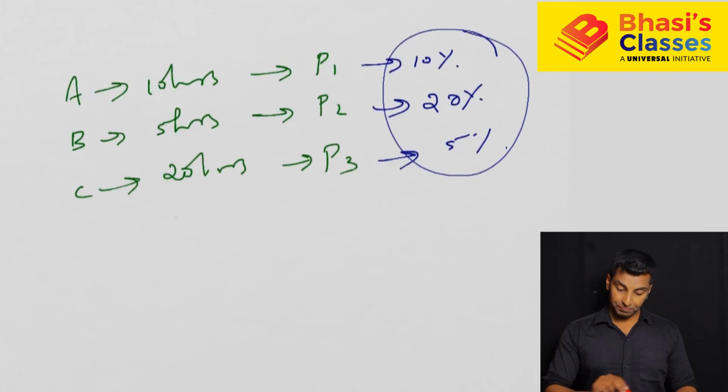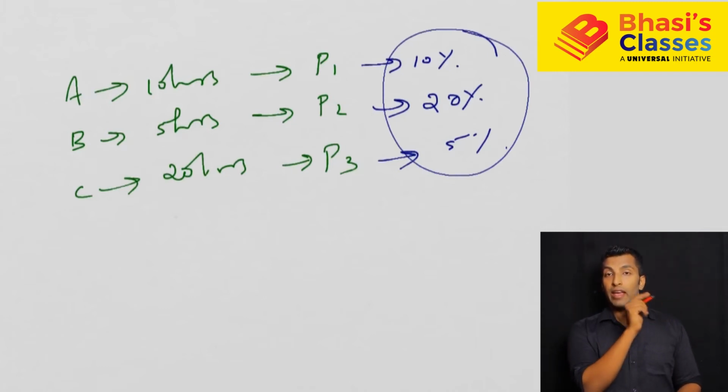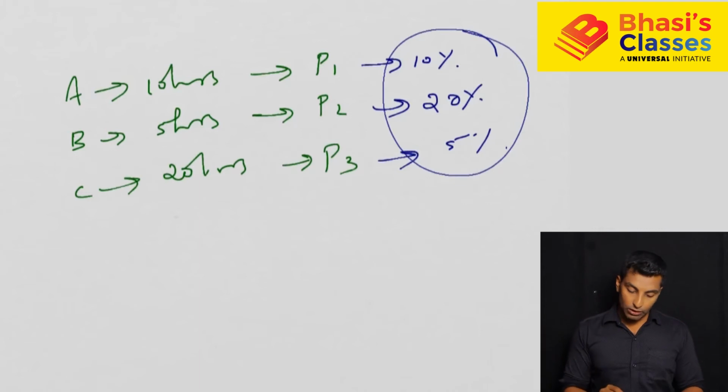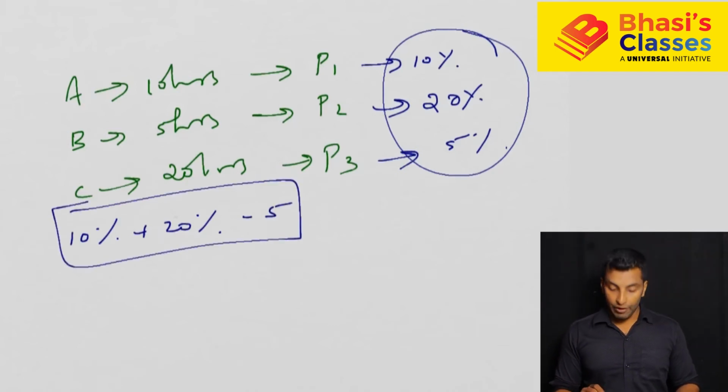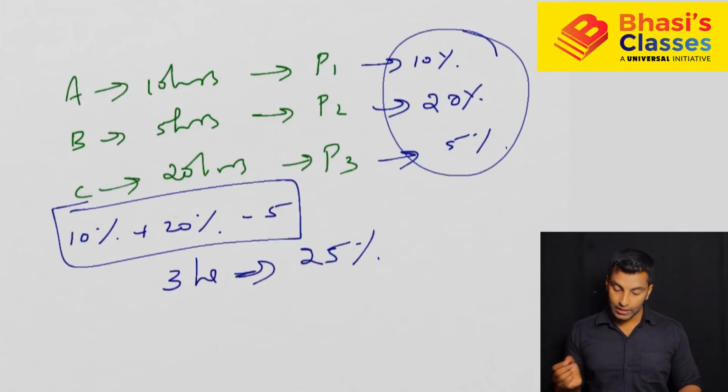Now the question is, starting from A, every alternate hour you will change. So P1 will be open, P2 will be open, P3 will be open. In the first hour P1, second hour P2, third hour P3. So in the first hour what is going to happen? 10% is filled. Second hour, 20% is filled. Third hour, 5% emptied. So after the completion of the third hour, 25% of the tank is filled.